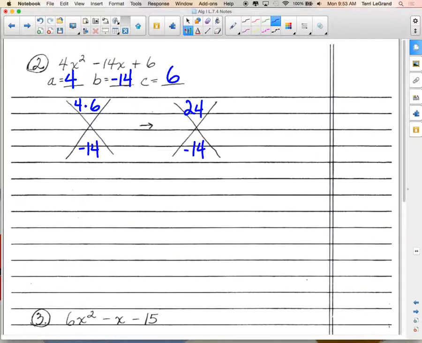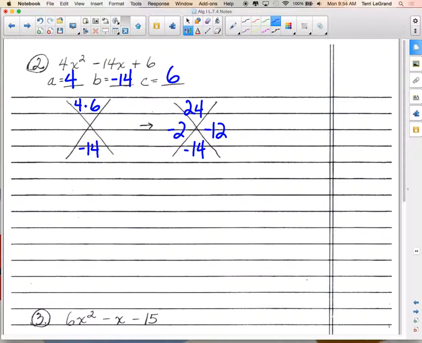What did we learn on Thursday last week, when we said if you have a positive C value but a negative B value, what does that tell you about your two numbers? They're both negative. So we need two negative numbers. What are they? Negative 2 and negative 12. Negative 2 times negative 12 is positive 24, and they add up to negative 14. So what do those become again? Negative 2x and negative 12x.